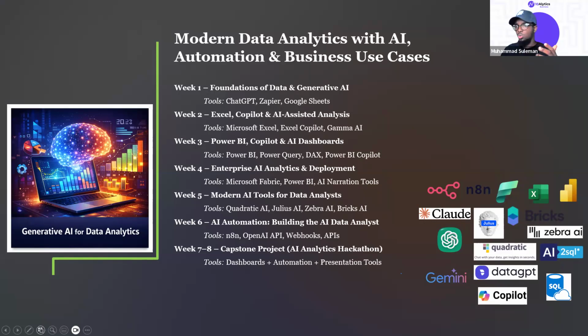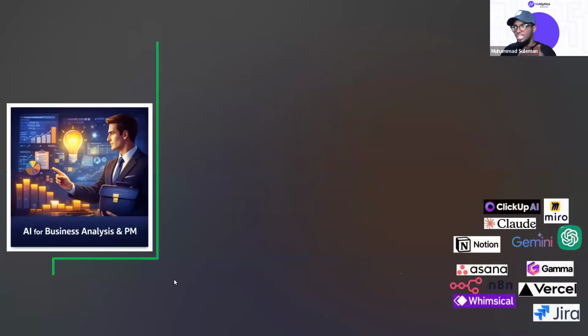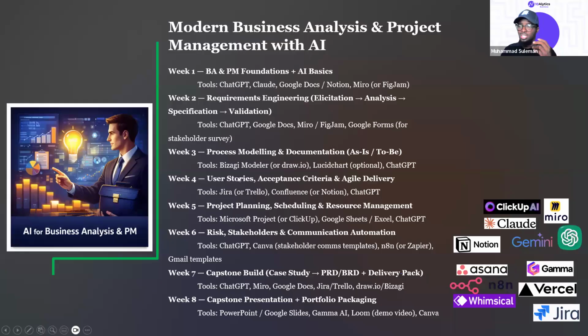Okay. So you learn quite a host of things, cutting across automation, Copilot in Excel, Copilot in Power BI, and so on. And then you have AI for business analysts and project managers. As a project manager or business analyst, you go into what we call requirements engineering, process modeling and process mapping, documentation, user stories, and all of that. You can automate all of these tasks using AI, and everything you'll be building would be tailored towards AI. You can see Bizagi Modeler, or Draw.io for process modeling and documentation.